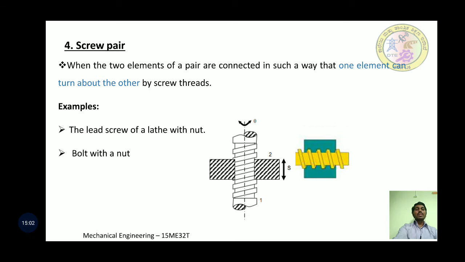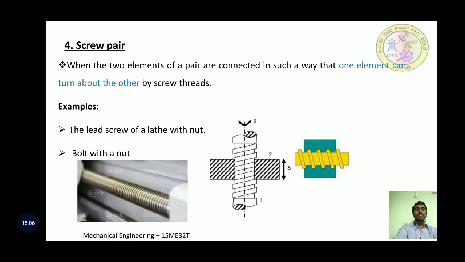So we translate turning motion into a linear motion. The figure shows a lead screw of a lathe. The carriage movement takes place on this lead screw. So this diagram shows a bolt with a nut. So this is a lead screw of a lathe machine.